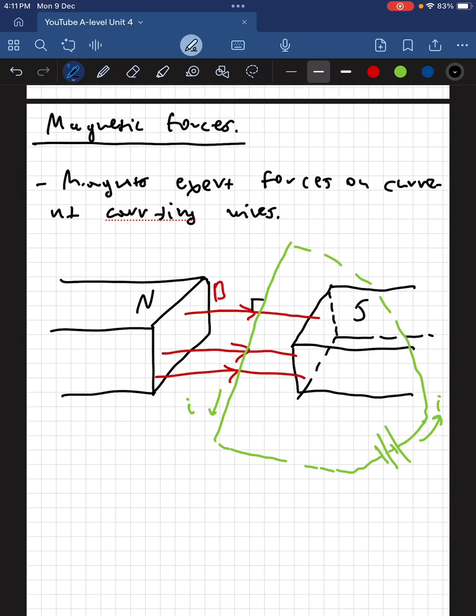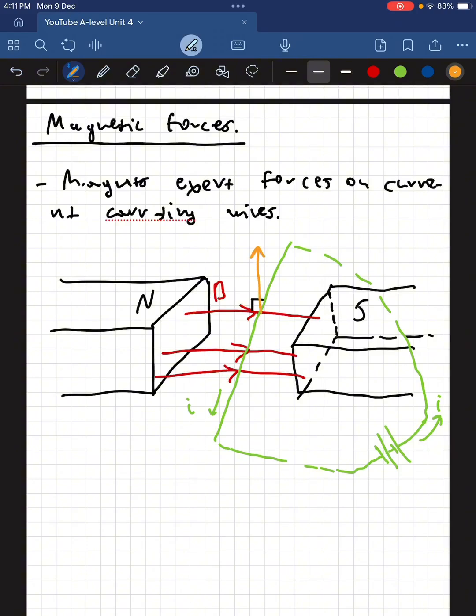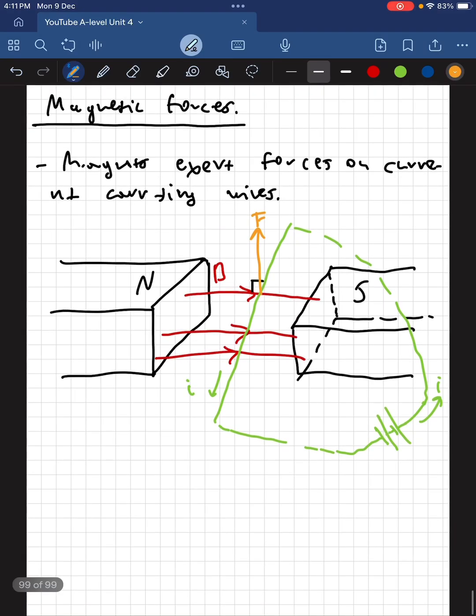Therefore, according to Fleming's left-hand rule, this force is upwards. So I used all colors here. Let me choose a different color for the force. Let's use orange. So the force F is perpendicular to the magnetic field lines. I know this is a little bit complicated because this is a 3D scenario, but the force is going to be upwards. So once we put a current into a magnetic field, that current is going to experience a force, and the direction of the force is given by this guy Fleming.